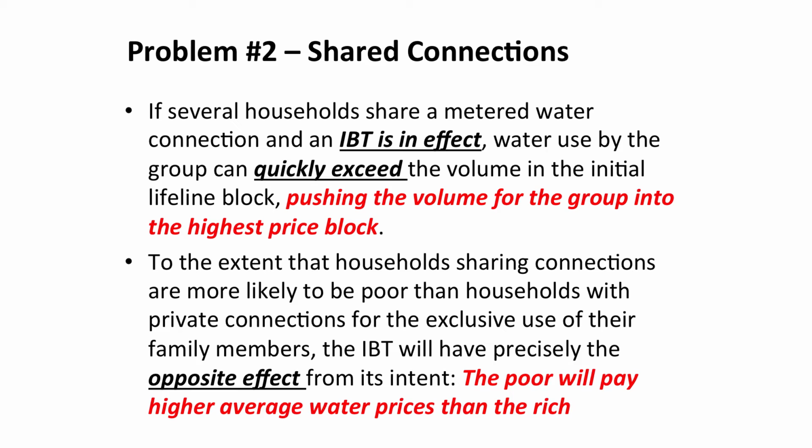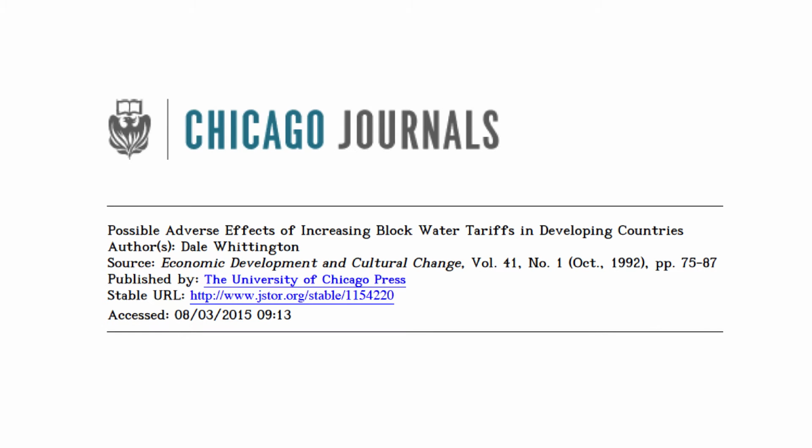To the extent that households sharing connections are more likely to be poor than households with private connections for the exclusive use of their family members, the IBT will have precisely the opposite effect from its intent. The poor will pay higher average prices than the rich. I saw this problem for the first time in Kumasi, Ghana, almost 26 years ago and published a paper about it in 1992. Next, I will show you some of the data from this paper.